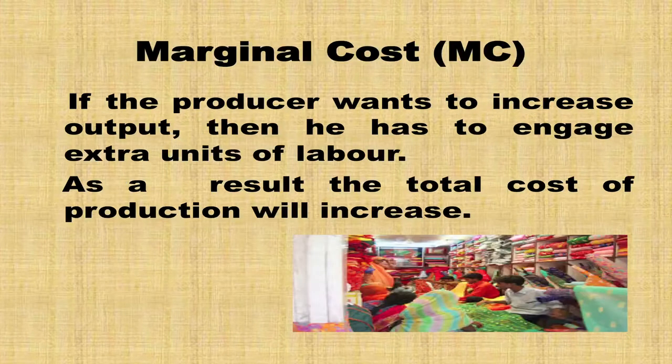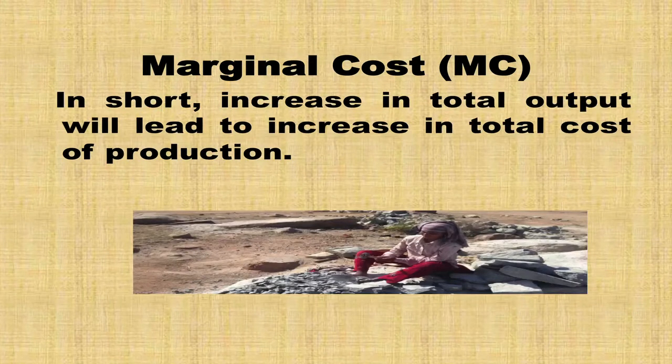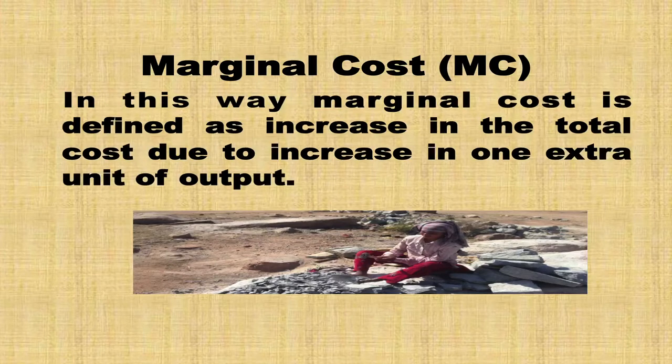If a producer wants to increase output, then he has to engage extra units of labor. Extra units of labor will lead to extra expenditure on wage paid to the labor. As a result, the total cost of production will increase. In short, increase in total output will lead to increase in total cost of production. In this context, marginal cost is defined as increase in the total cost due to increase in one extra unit of output.